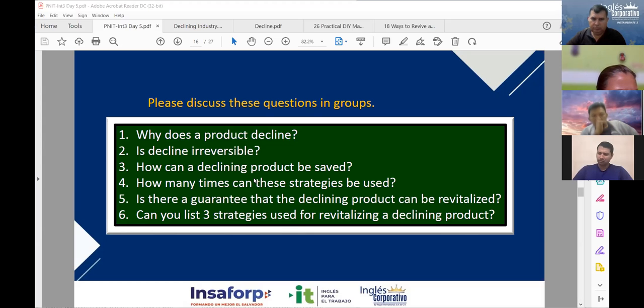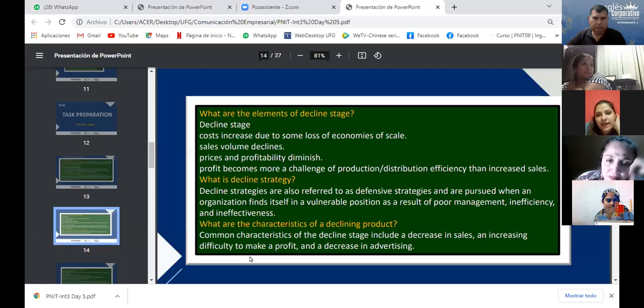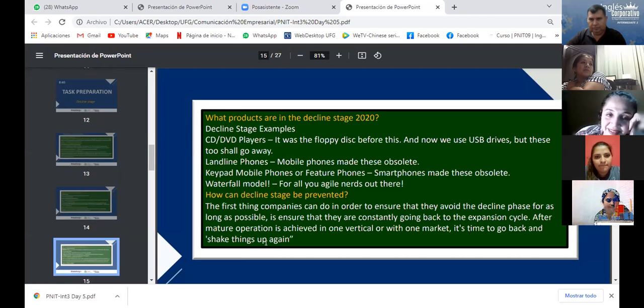Okay, and the next. How many times can these strategies be used? I think the profit. Displacing advertising. Okay. What products are in the decline state in 2020? Decline state example: CD, DVD player, it was the floppy disk before this. And now we use USB drive, but this too should go away. If the product gets updated, maybe it can come back to the market.